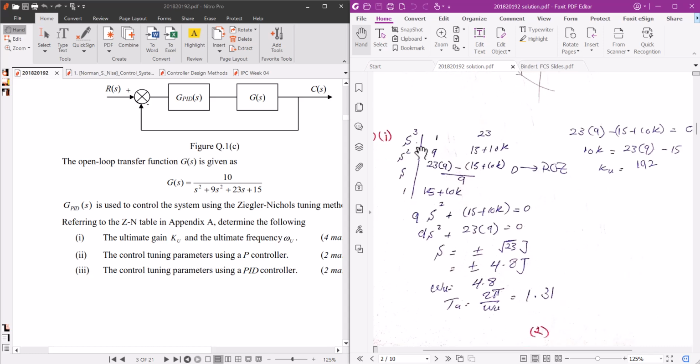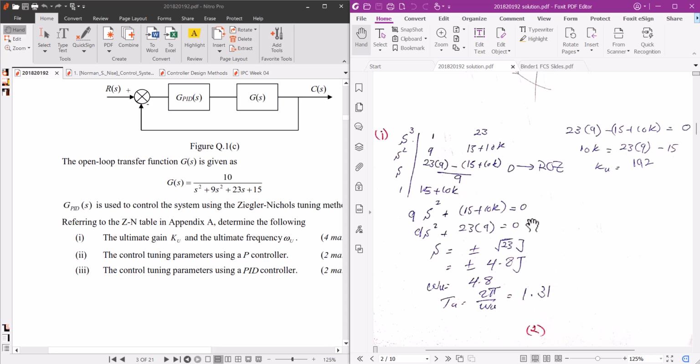How can you do it theoretically? This will become 9s squared plus 15 plus 10K times s squared. So you will get 2 decrement here, so s raised to the power 0, that is 1. So 9s squared plus 15 plus 10K, s raised to the power 0, equal to 0. You put it here, and then you make s equal to j omega. You can put s equal to j omega, or simply put the value of 192 here and solve it further, and you will get s equal to plus minus under root 23.